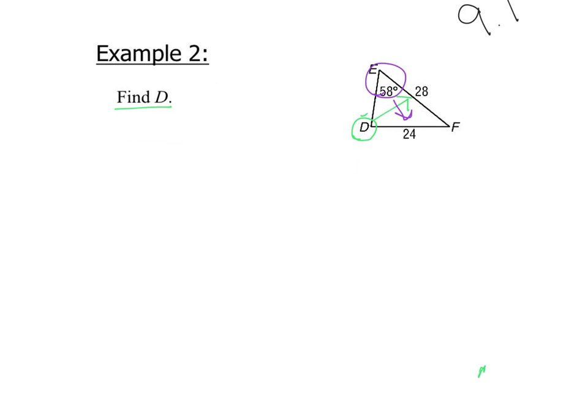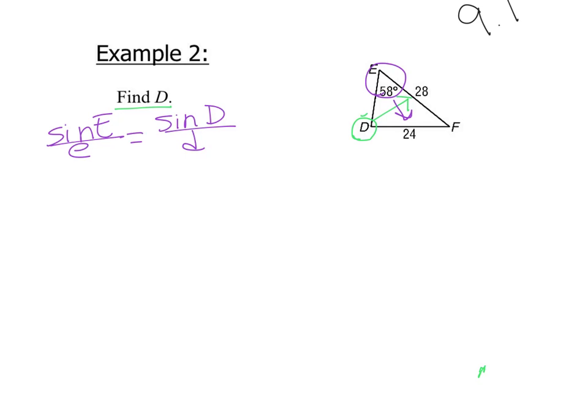So I'm going to scooch this stuff up a little bit. So the proportion I want to write is the sine of angle E over side E is equal to the sine of angle D over side D. Now let's fill in the values that are given.